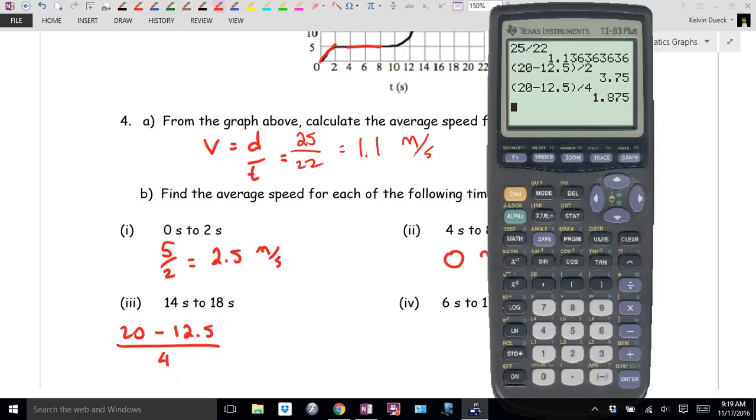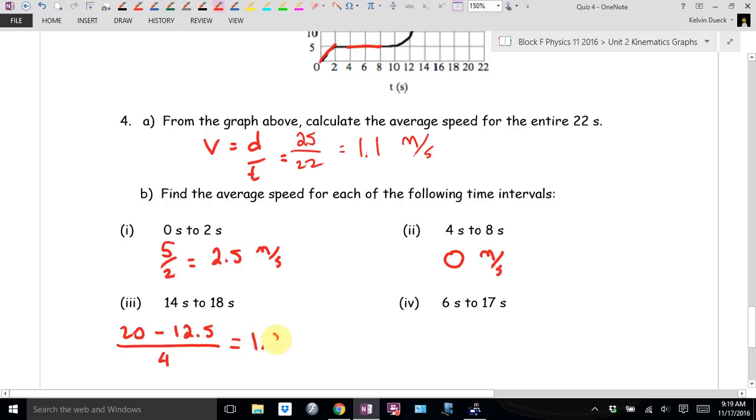So I got 1.9. I'd take 1.8, 1.7. I'd take 2. Anybody get anything else different? So I'm going to go 1.9. Oh, I'd take 1.875 too, but I'll go 2 sig figs because we're guessing.